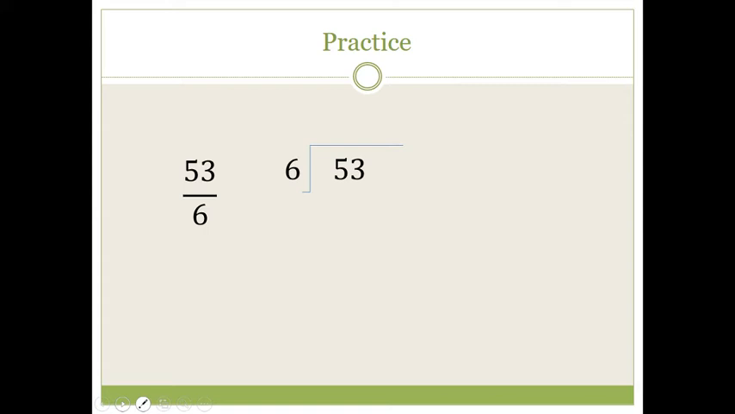Alright, so how many times will 6 go into 53? So I'm going to go ahead and carry out my long division, and 6 will go into 53 8 whole times. 8 times 6 is 48. 53 minus 48 is 5, leaving us a remainder of 5.